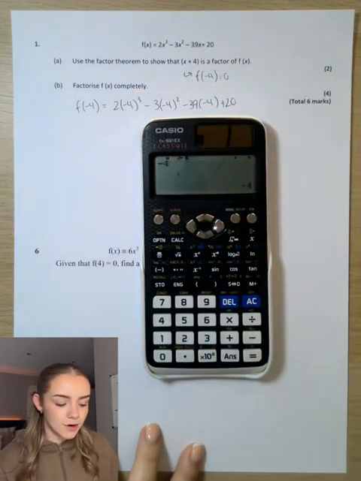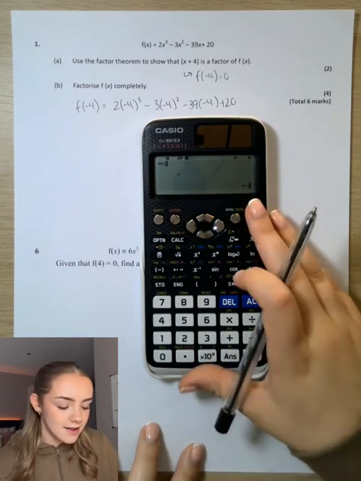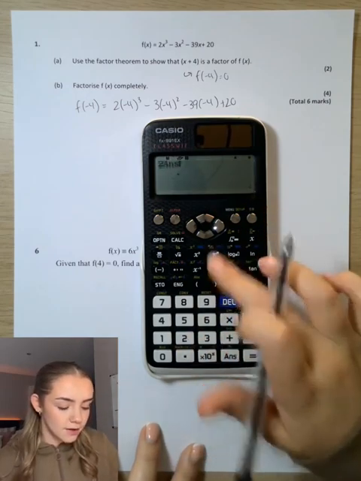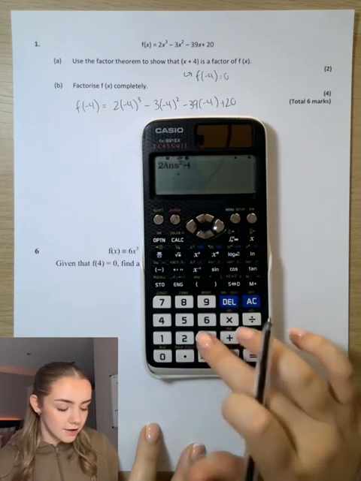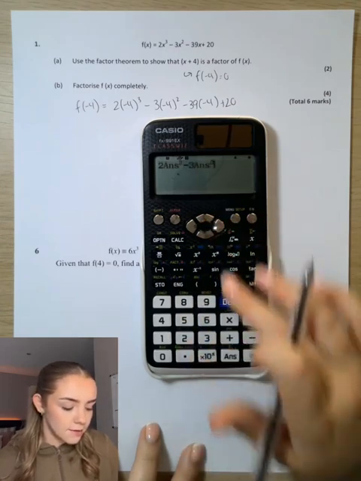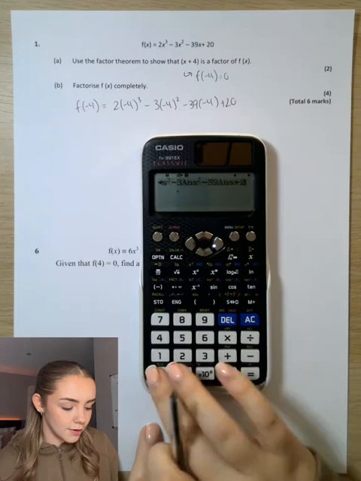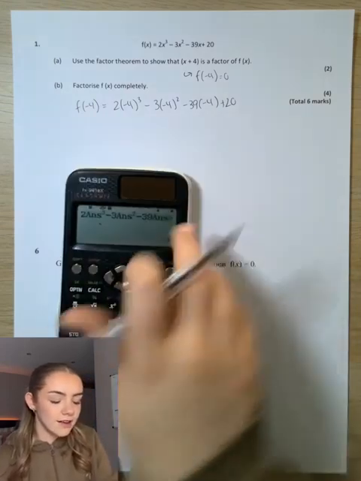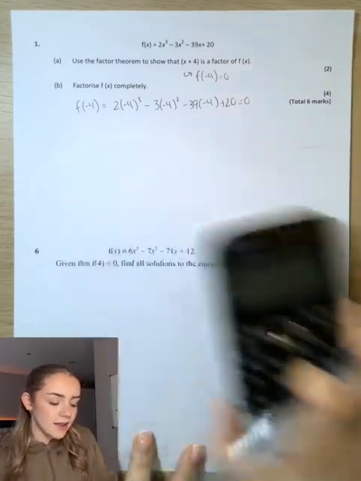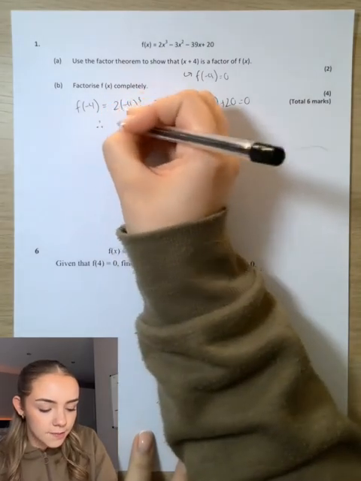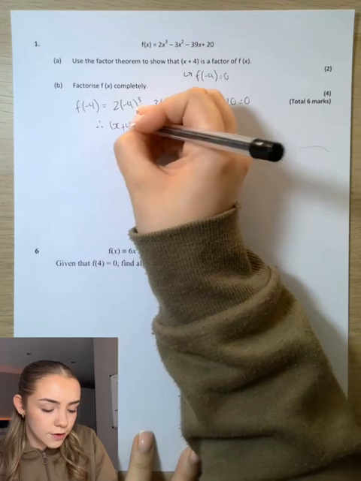Now when you type this into your calculator, just to save time, you want to substitute in minus 4. We'll type that in and press equals, so that'll save it as the answer. And then all we need to do is press 2 answer cubed, take 4 answer squared, minus 39 times answer, plus 20. Which does give us an answer of 0. And then we'll finish that by saying, therefore, x plus 4 is a factor.